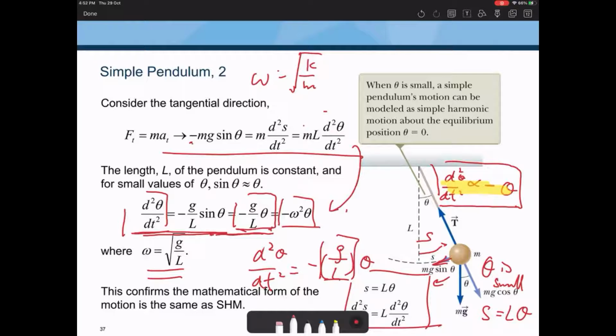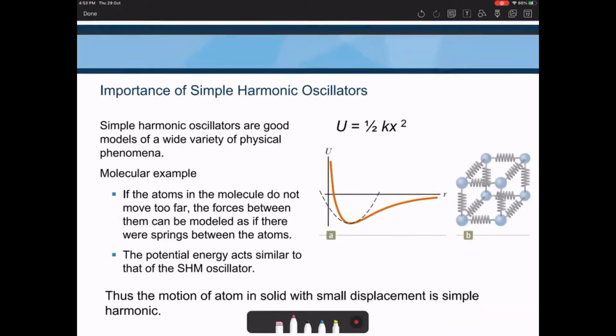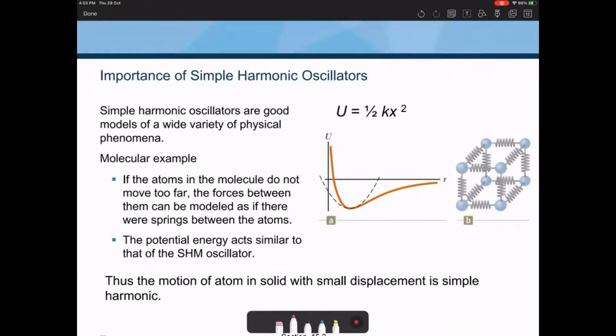Okay. Now, in the tutorial, you also have another question that is related to the simple pendulum. I'm not going into the details or working out the question, because you could try it by yourself and see how to obtain the answers. So I will let you do it at home. And here I will just briefly go through the importance of the simple harmonic oscillation.